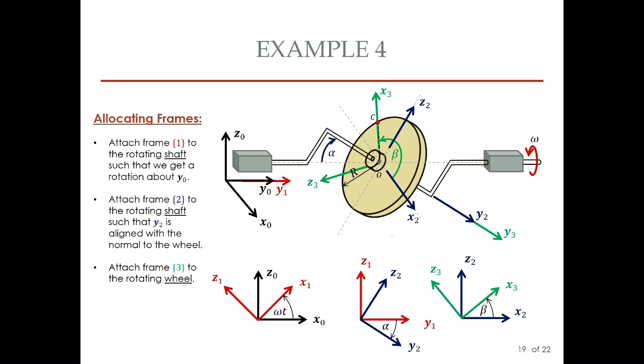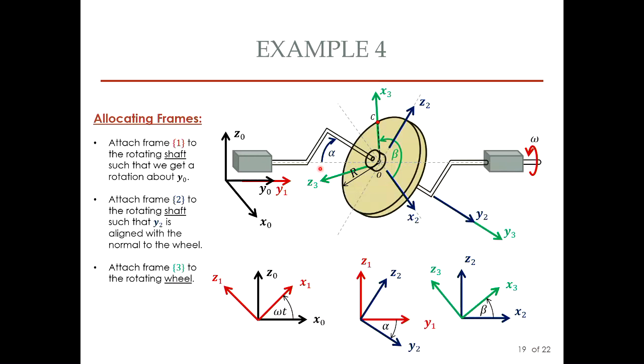Or in this drawing, which is done from here, if you're looking from this direction, where is your y? Y is inside, right? So you are having negative rotation about y. Okay, negative rotation about y0 by angle omega t.